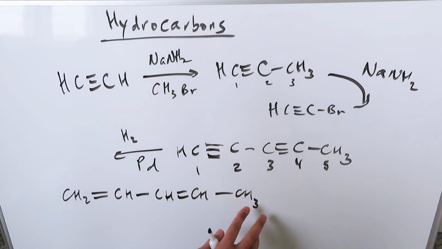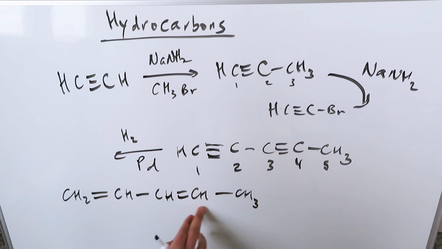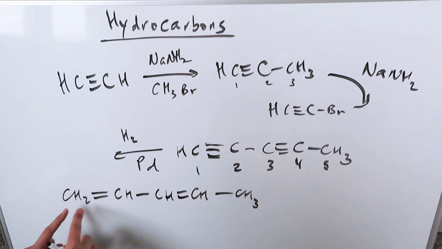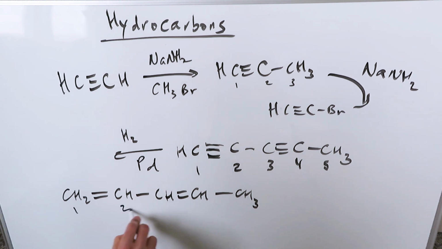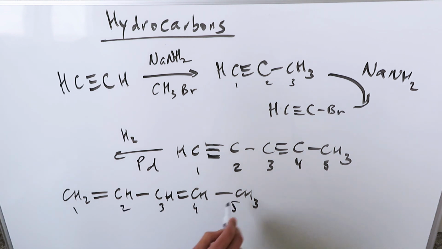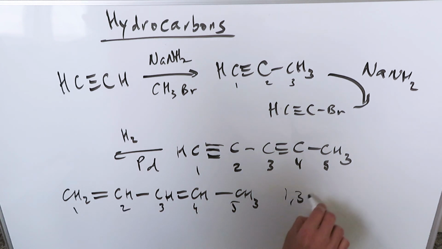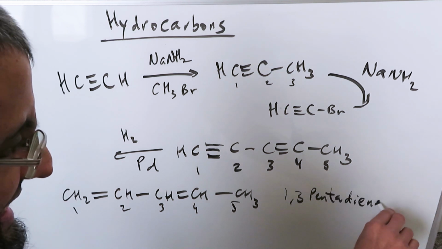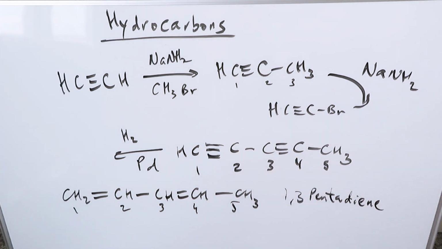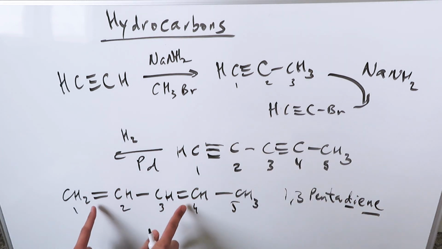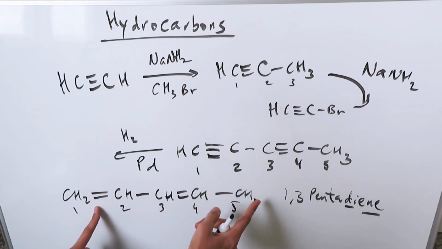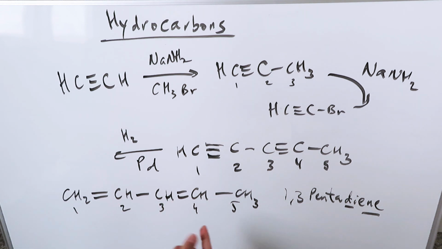And the valence should be good. We have 4 over here. We have 1, 2, 3, 4, 1, 2, 3, 4, 1, 2, 3, 4, 1, 2, 3, 4. We're good. How do we number this? It will be here 1, 2, 3, 4, 5. And we'll name this as 1,3-penta, and then diene. That's what it is. Pentadiene. 2 ene functionalities, meaning 2 double bonds, positions 1 and 3, and it's a pentane representation, 1,3-pentadiene.